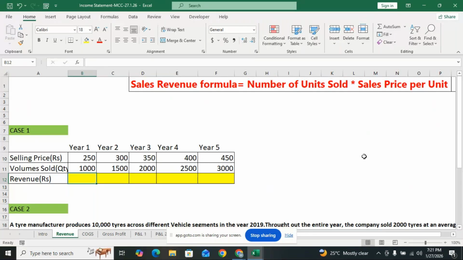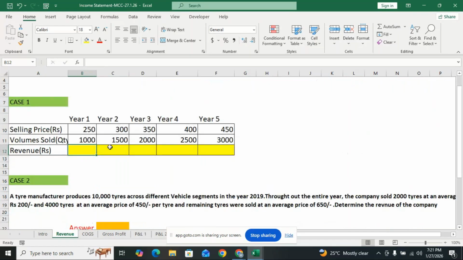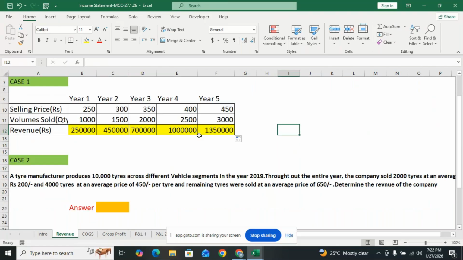The volume sold for every year also has been given, so you have to calculate the revenue generated for each year. So how will you do it? Equals selling price per unit times volume sold, the quantity sold, and press enter. That's all. And just hold and drag it for the rest. So you get the answer. Quickly, in 2 minutes, you can just finish this. So this is how you calculate your revenue generated for each year for 5 years.